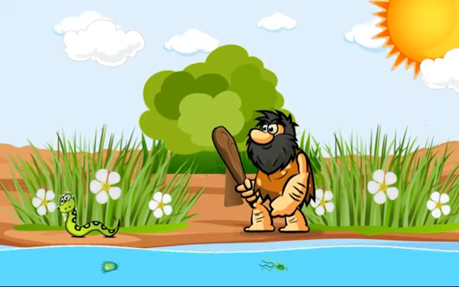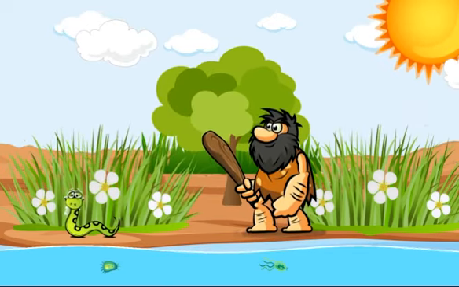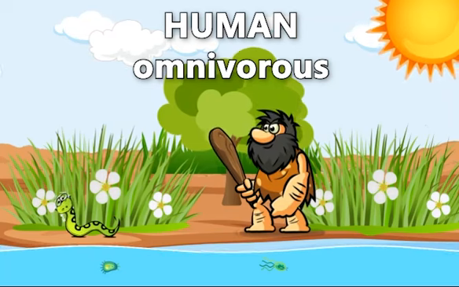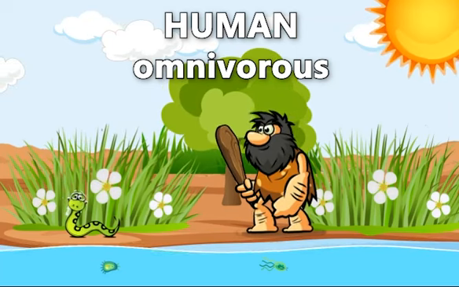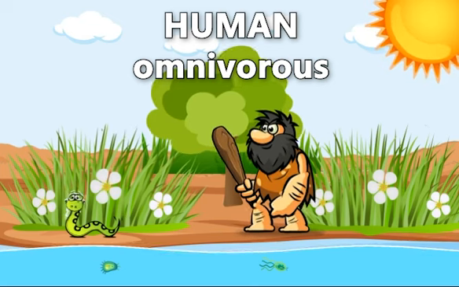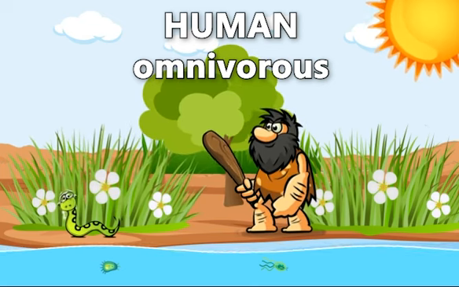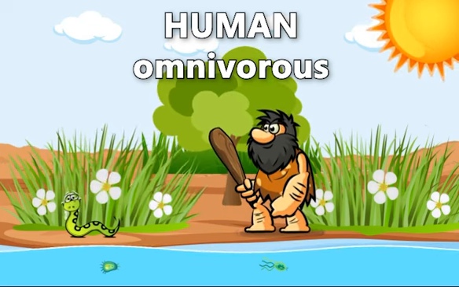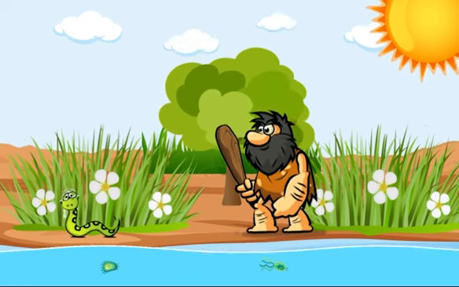But what about human beings? A human being is an omnivore because he feeds on the producers, those are plants and other microorganisms, as well as the consumers, which are called primary, secondary, and tertiary consumers.